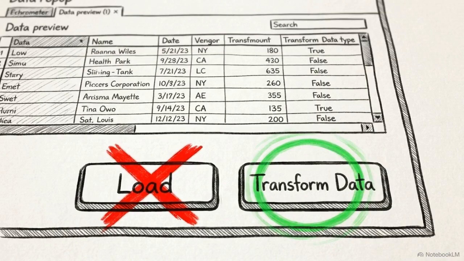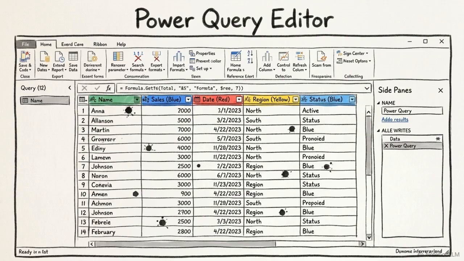When the preview window appears, avoid clicking Load. Instead, always select Transform Data. This opens the Power Query editor.